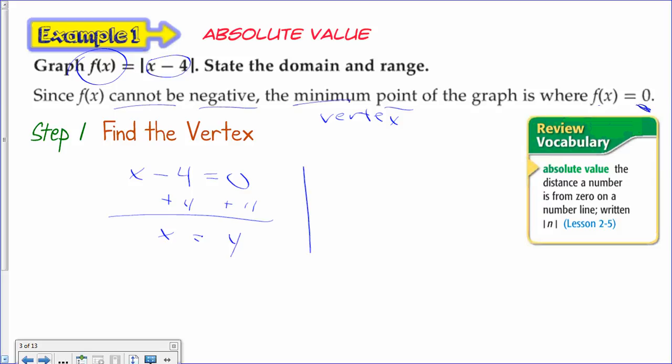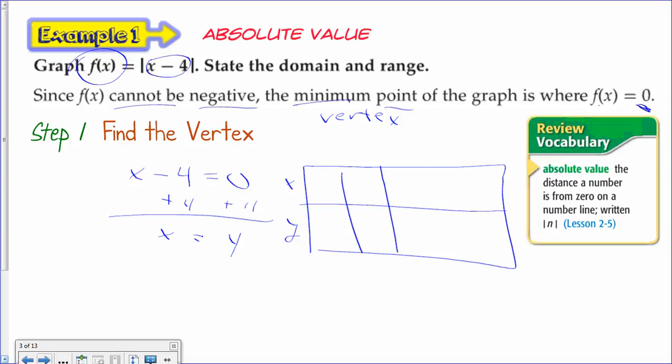So now when I do my input-output table, these are x's and these are y's. Okay, what goes in the middle? Right here. 0. 4 and 0. Everybody with me so far? So that's my what? What do we say? Vertex. Now I can work where? Out. What is my slope?